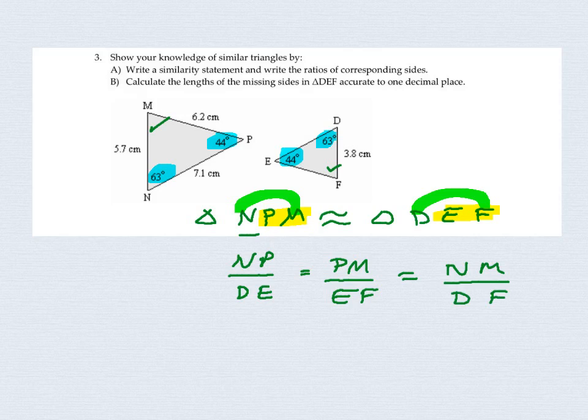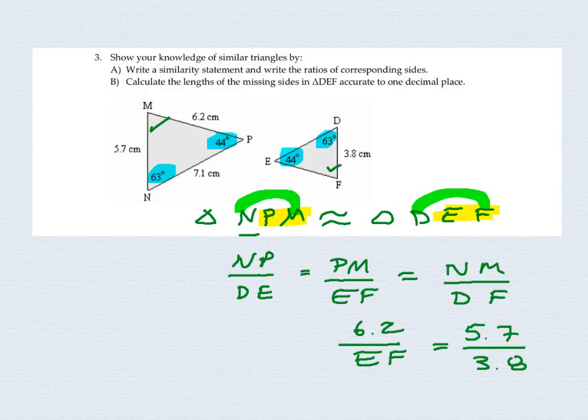What do we know? We know that the side from the 63 to the check mark, which is NM, is 5.7, and DF is 3.8. Those sides are corresponding, and I want to use that information to solve for the missing lengths. Let's first pick a side. On the top I have the big triangle, so let's do PM, 6.2, and that side corresponds from the check mark to the 44, which corresponds to EF.